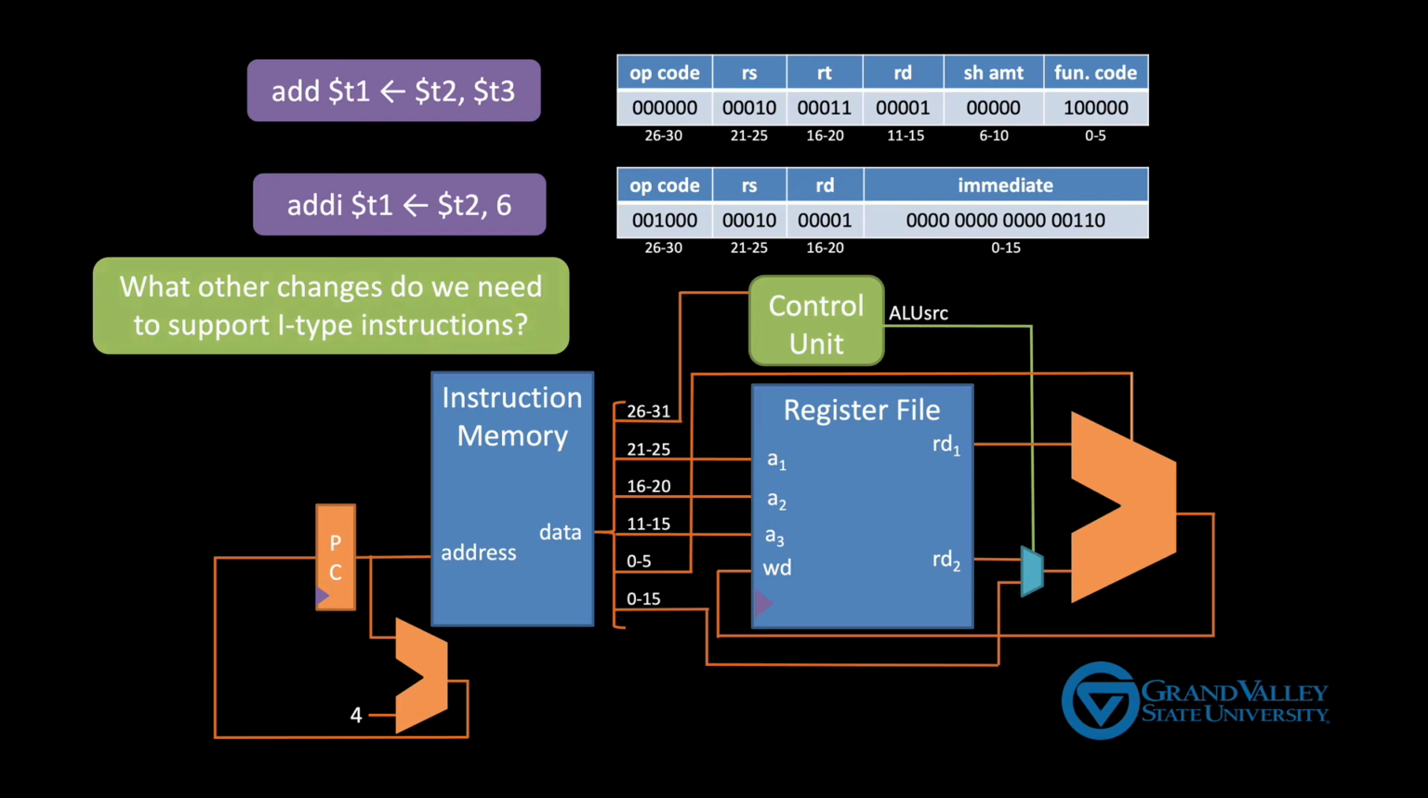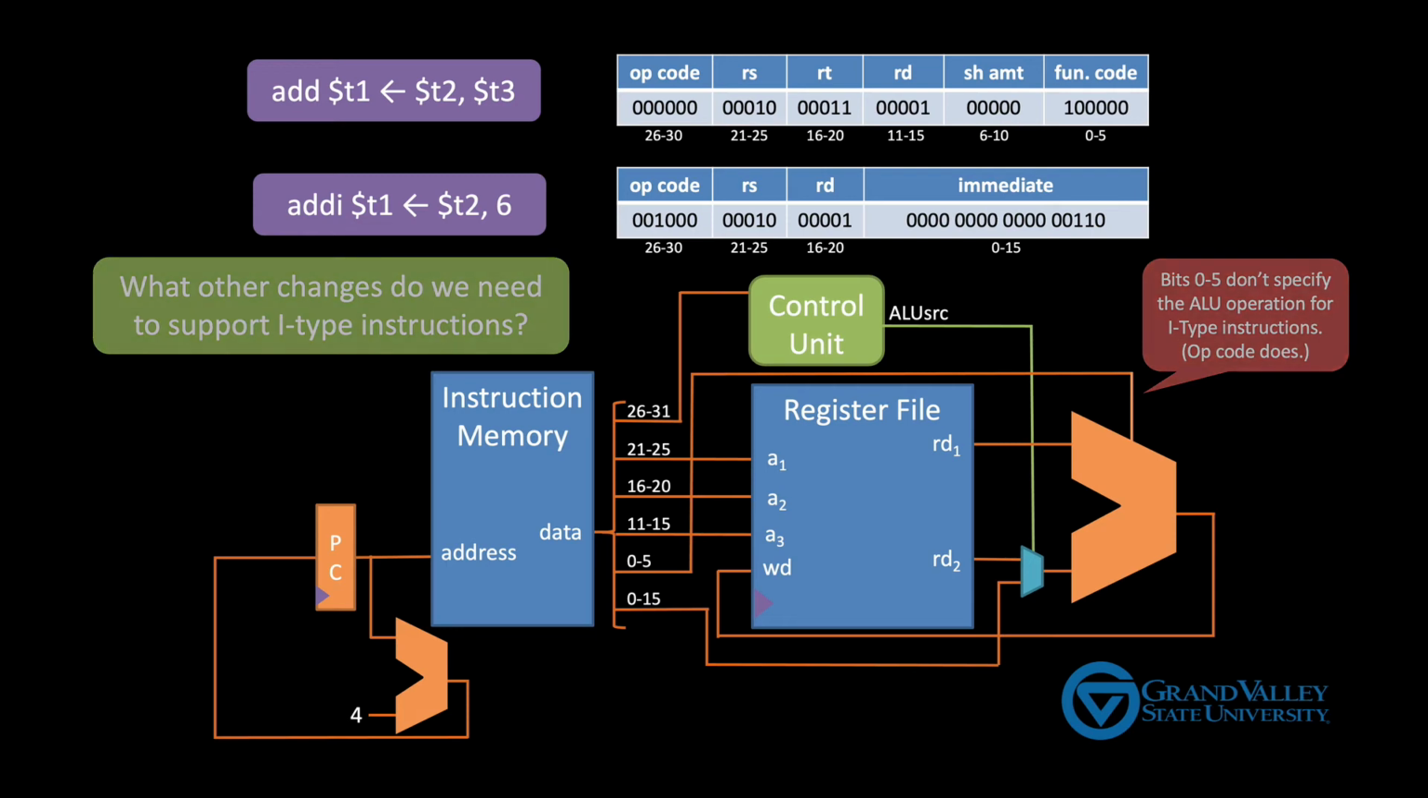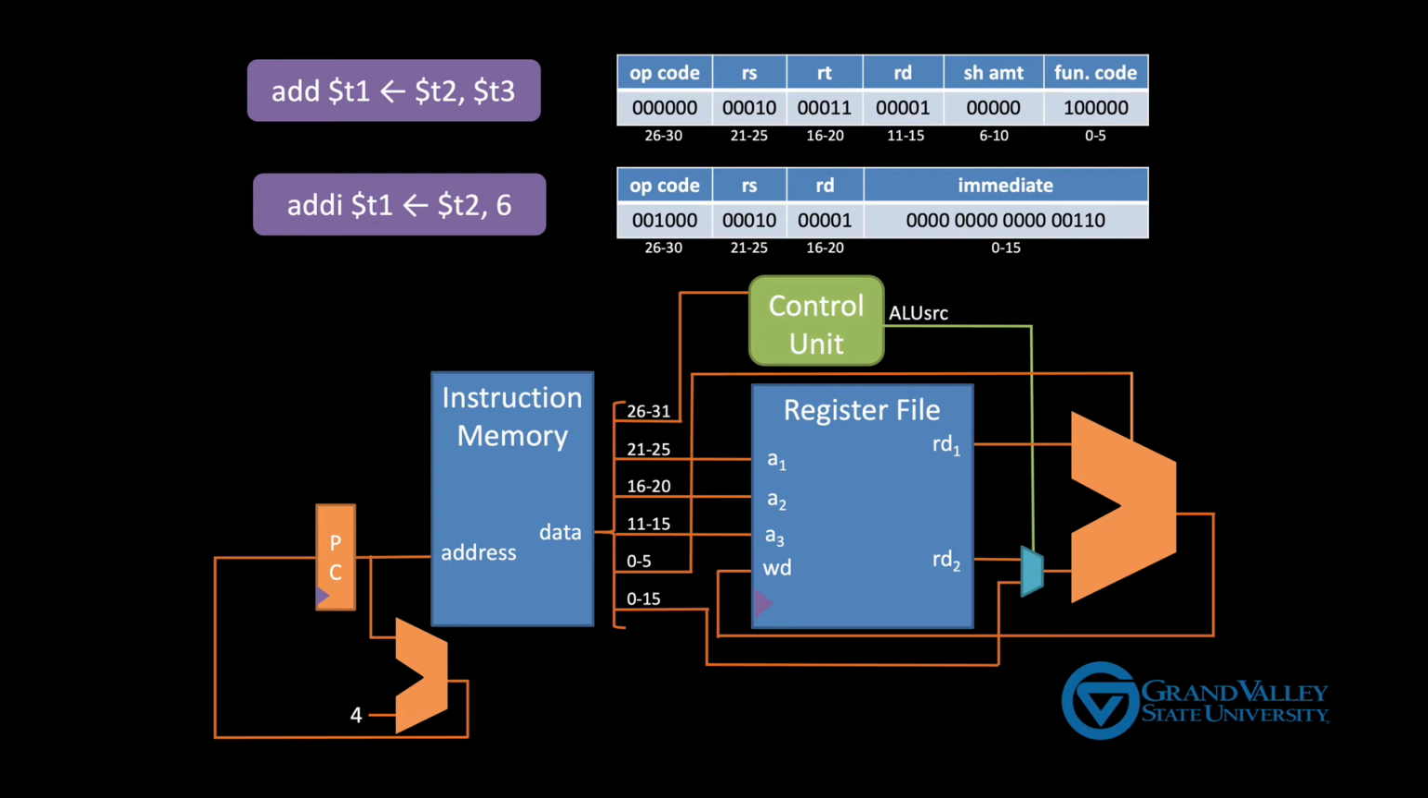There are actually several. First, notice that the ALU's operation is no longer determined exclusively by the function code in bits 0 through 5. Unlike R-type instructions, each I-type instruction, add-I, and-I, or-I, and so on, has a unique opcode. This means that both the opcode and the function code determine what operation the ALU should perform. To handle this, we add the function code as an input to the control unit and give the control unit the responsibility of telling the ALU what to do.